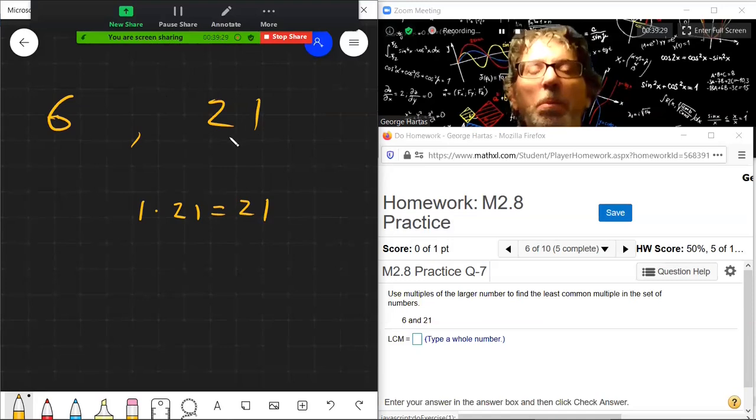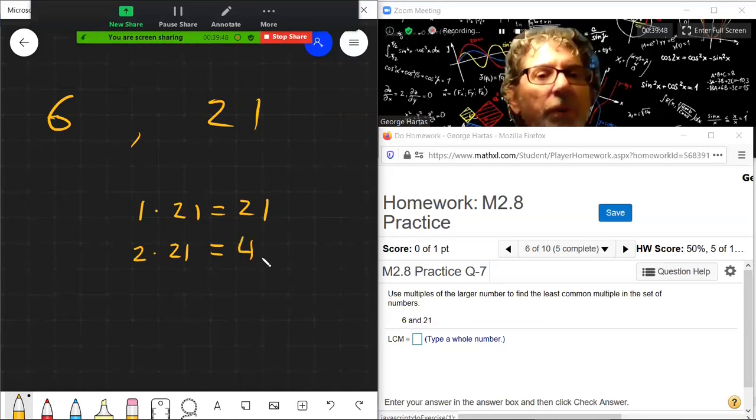So by the next multiple, what they mean is, okay, well, how about 2 times 21? That's what the multiple means. You know, 1 times 21, 2 times 21, 3 times 21, 4 times 21, and so on. That's what a multiple is. So what is 2 times 21?